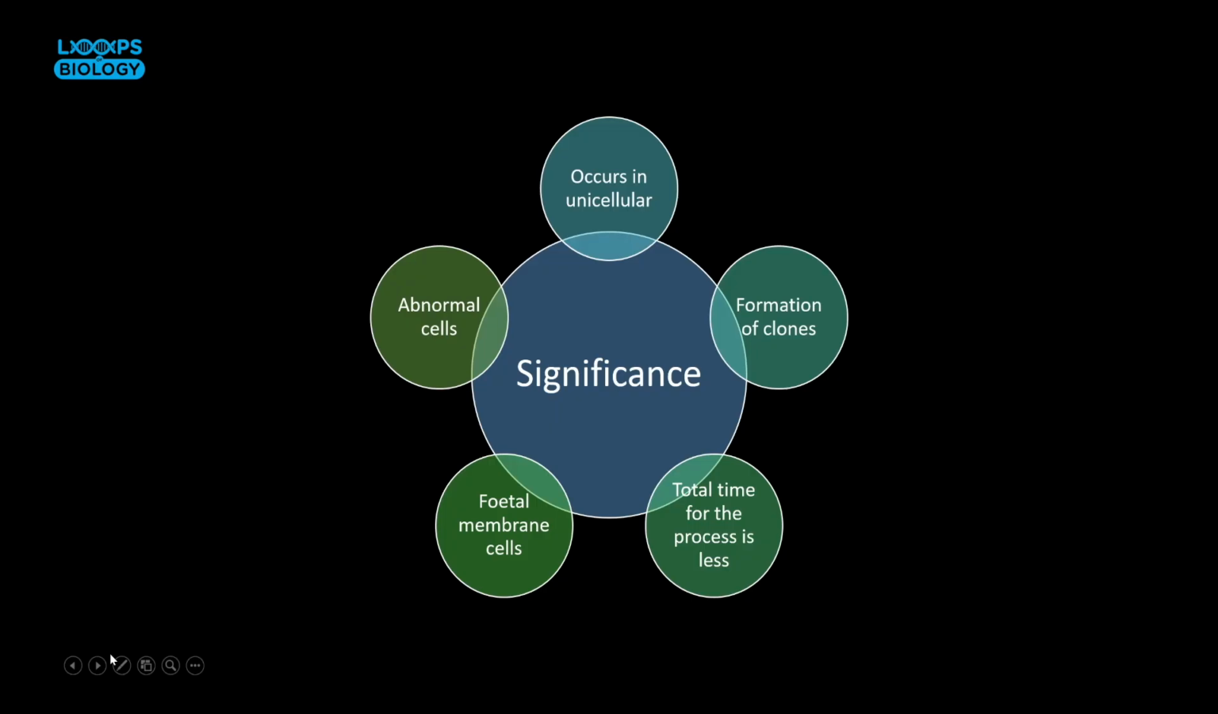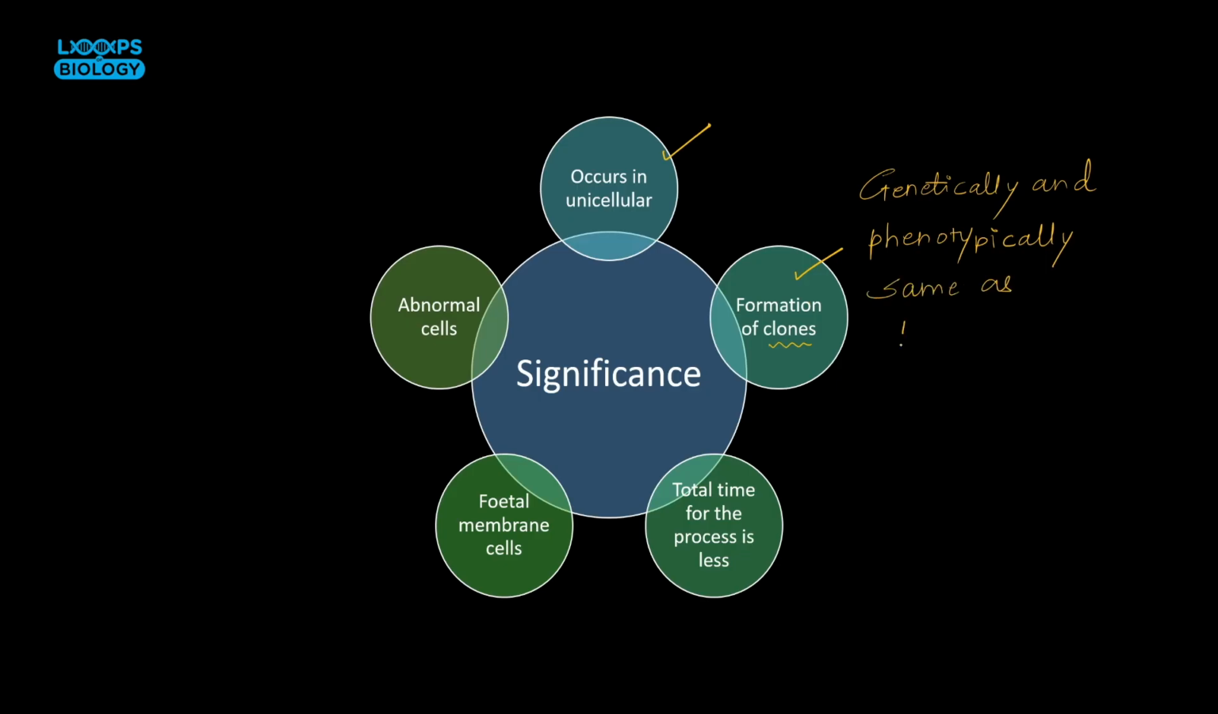This particular process of cell division will only occur in unicellular organism as it is a primitive cells. Then there is formation of clones. Now what do you mean by clones? That means they are genetically and phenotypically, that means based on external appearance, same as parents. Alright, so there is a formation of clones.